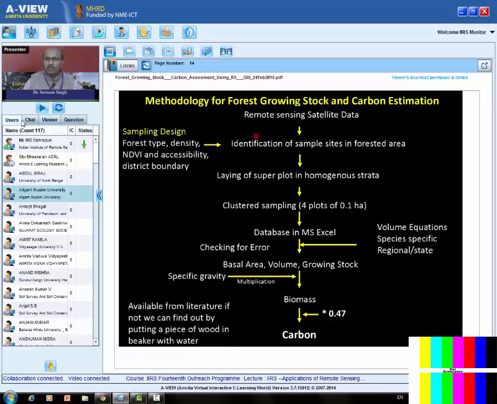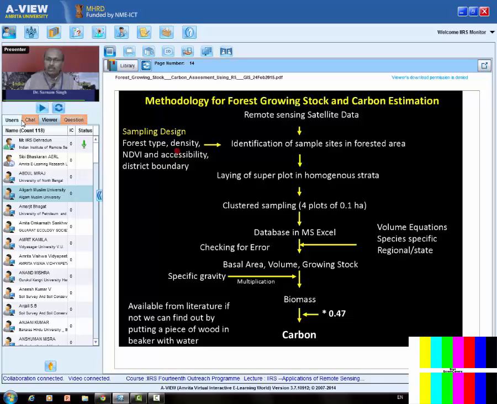This is the flow chart which just says what the broad steps are for the growing stock as well as the carbon assessment using satellite data. So let us start from the top. We have satellite data here. We try to do the mapping, that's the sampling design. We have the forest cover type, forest density. We can use NDVI. We can use the accessibility, that means we can have a road network. We can have a district boundary. This is a GIS database. These are the parameters which I am indicating here. And then these will help me to identify the sample sites. That means I am going to use these parameters for my homogeneity map in GIS domain.